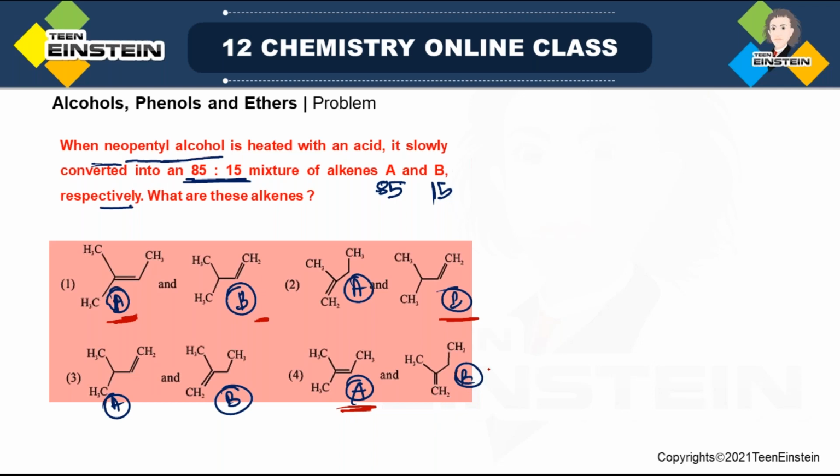But first we have to write the structure of neopentyl alcohol. Now neopentyl, it means what? Total number of carbon must be 5. Now it is a very common mistake. We become very confused between tertiary butyl alcohol and neopentyl alcohol. Tertiary butyl group is Me3C. Tertiary butyl means a tertiary carbon is attached to 3 carbons, and butyl means 4 carbons.